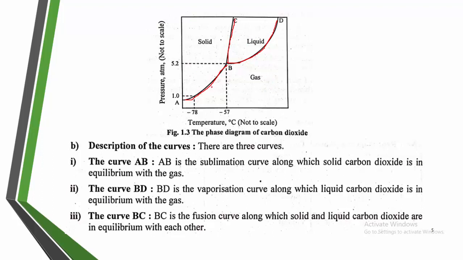Now curve AB indicates that solid as well as gaseous phases are in equilibrium. This dark solid line indicates that at any point on this line, the solid phase and the gaseous phase are in equilibrium.